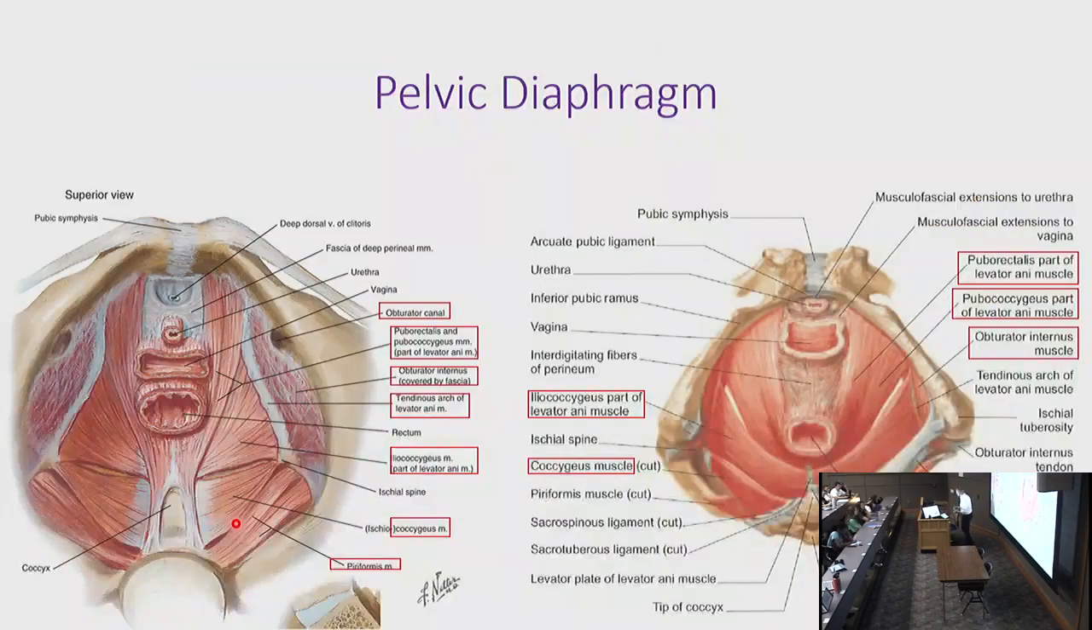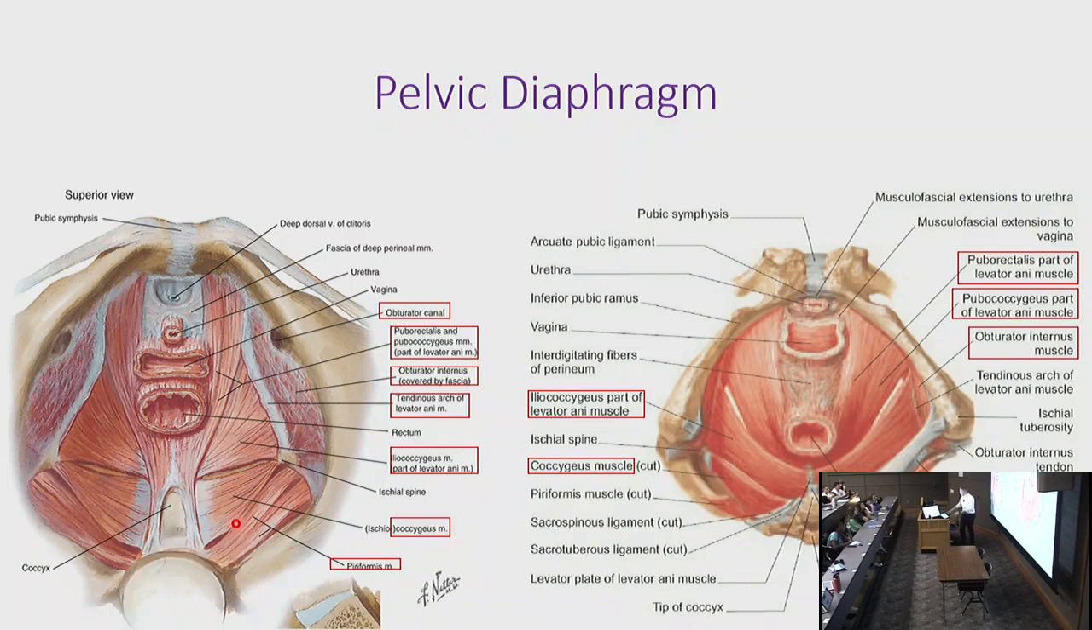All right. So now that we've talked about the bony structures, some of the ligaments, the foramen, let's talk about some of the muscles that are present in the pelvic diaphragm. So the pelvic diaphragm is made up of two large muscles, the levator ani and the coccygeus muscle, but the levator ani has three components, and we're going to name each one of those components.